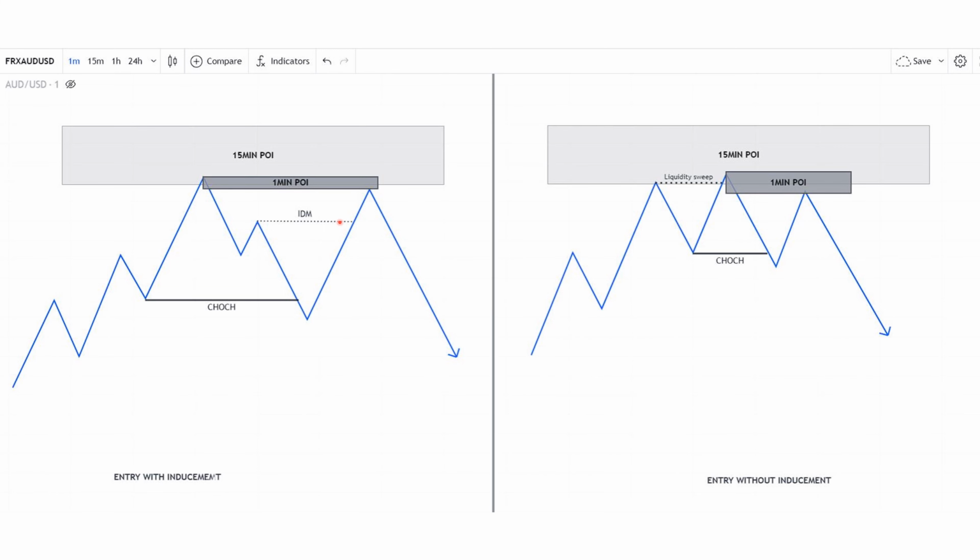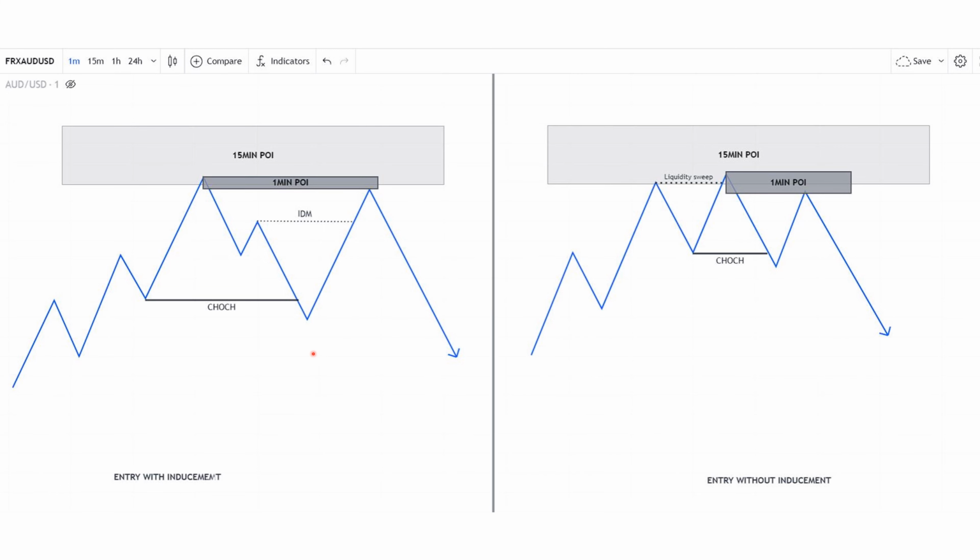If there's no trade setup, leave it. There's no need of you forcing a trade. Just leave it. Okay, so this is just so obvious.